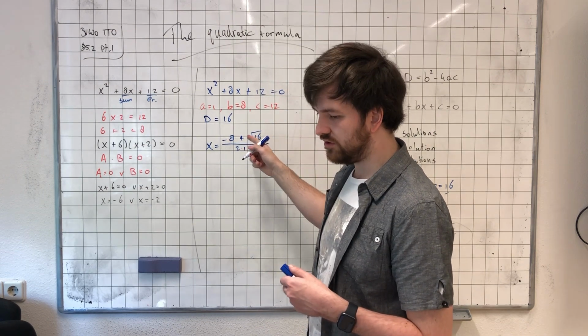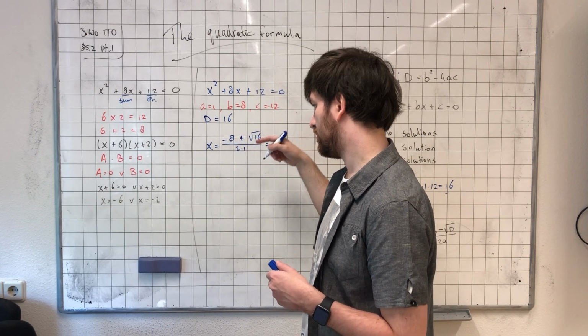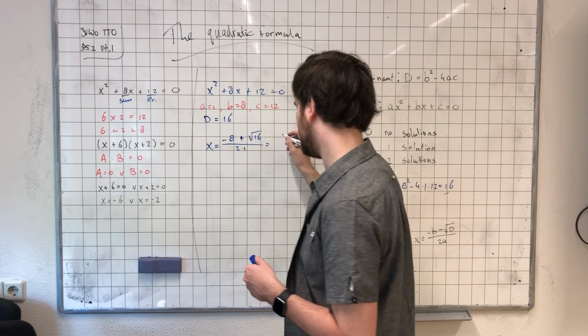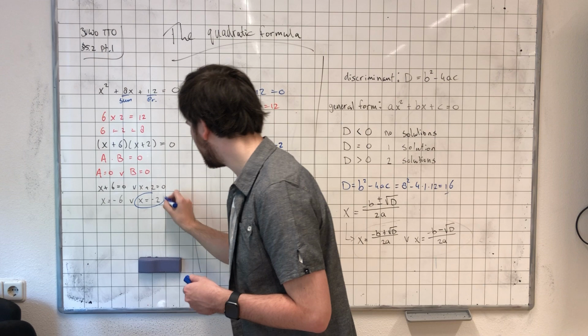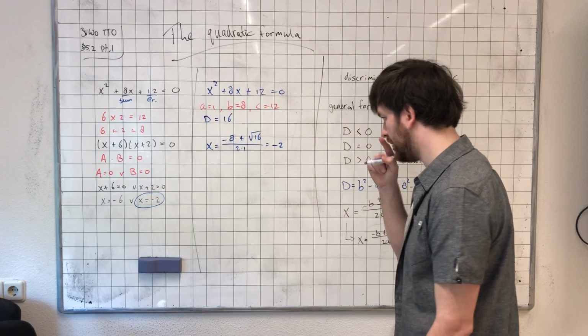The square root of 16 is 4, so minus 8 plus 4 is minus 4. Minus 4 divided by 2 is minus 2. Hey, luckily for me, those numbers actually match.